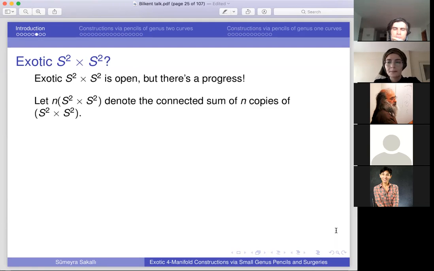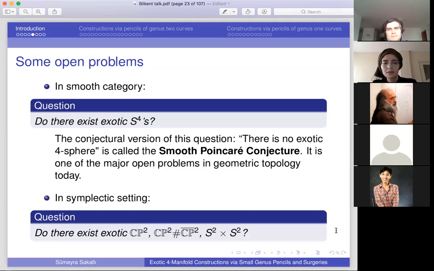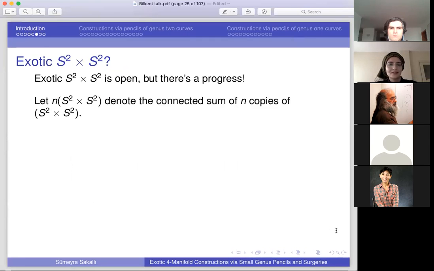Sumeyra, can I ask a question? Sure. When they constructed these exotic structures, I guess Akhmedov, Park, and other ones, do they construct just one? Or is there an example where they found infinitely many structures? Actually, all of them are infinitely many. In dimension 4, all of the exotic manifolds admit infinitely many copies. Okay, thank you. You're welcome.